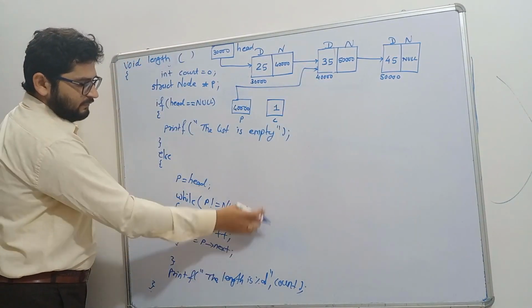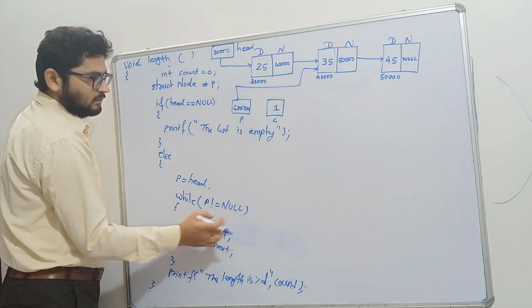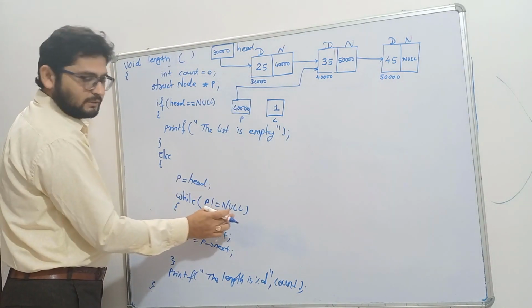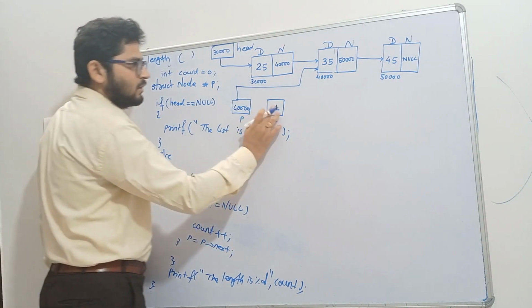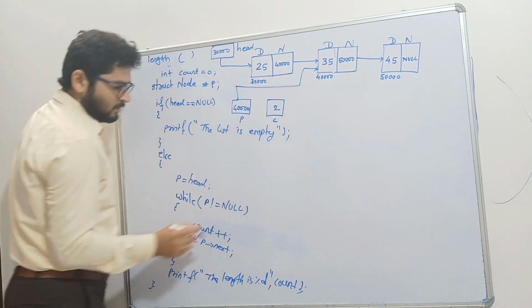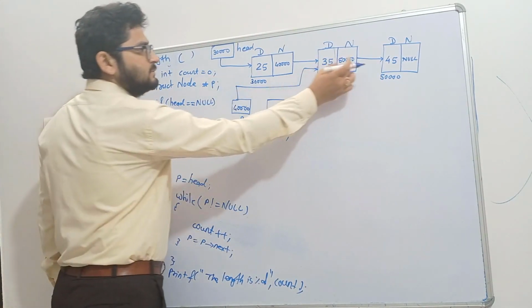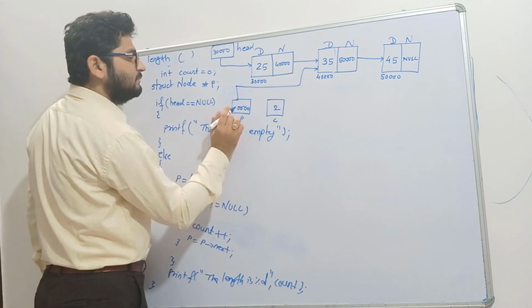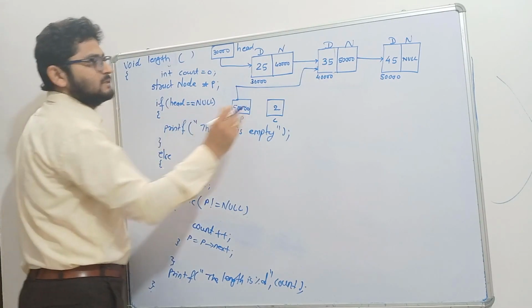Okay, now again it will come over here, it will check p is not equal to null. So 40,000 is not equal to null, that is true. Again it will increment the count by 1, so it will become 2. And p equal to p arrow next, just 50,000 will be copied over here. The same thing which we are doing in the display also.